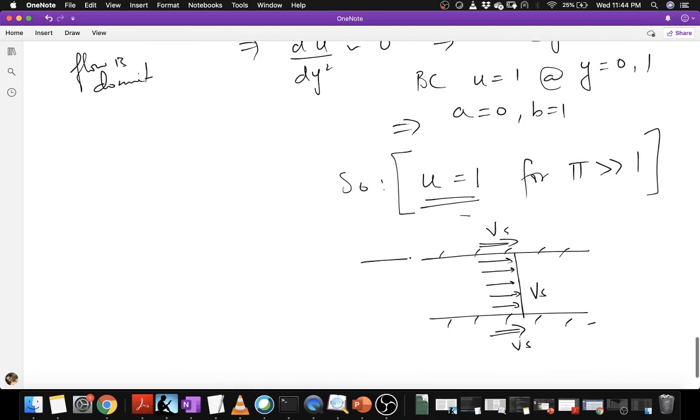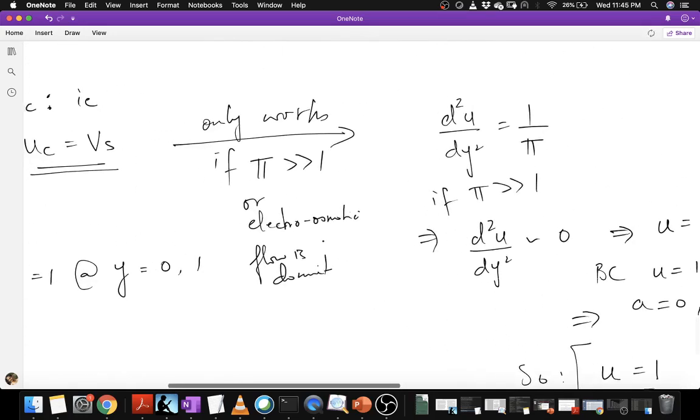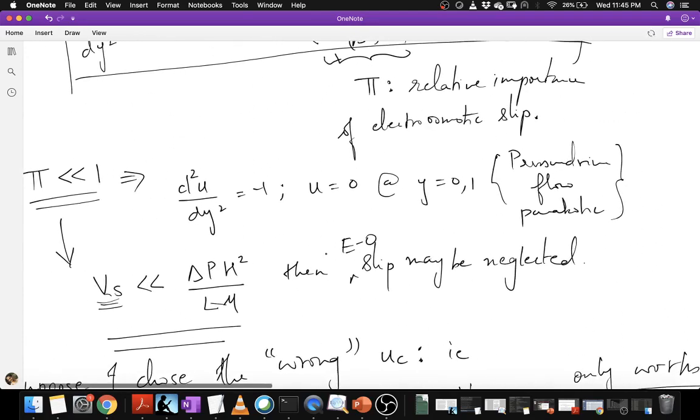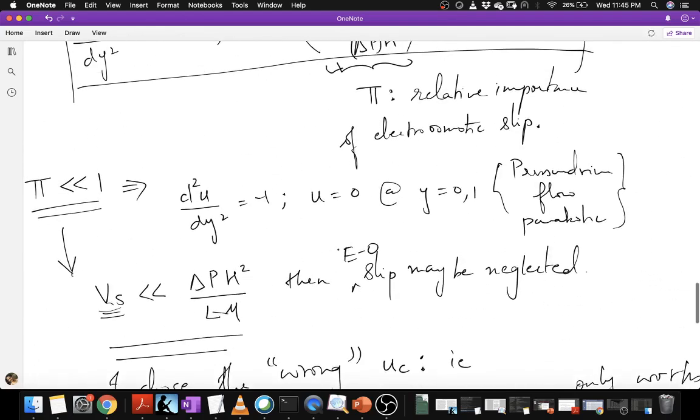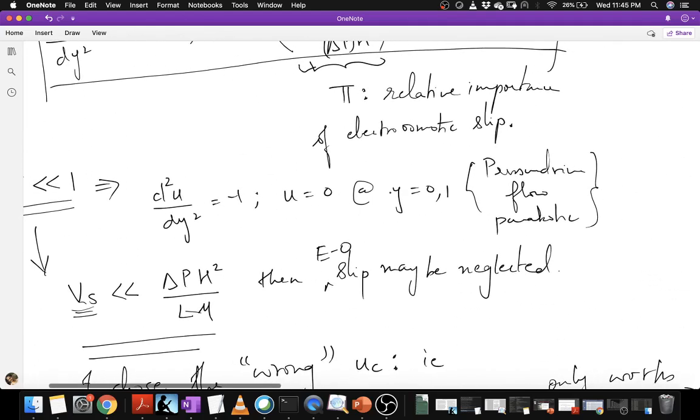So in contrast, this is the electro-osmotic flow version, whereas in contrast in pressure gradient flow, this is what you will get. This is delta P driven, or this is when pi is much less than 1, and this is when pi is much greater than 1. The fact that this is a parabola, of course, we know, we have already got the equation here. Yes, this problem: d square u by dy square is minus 1 and u is equal to 0 at the walls. If you solve this equation, you will get an equation for a parabola.